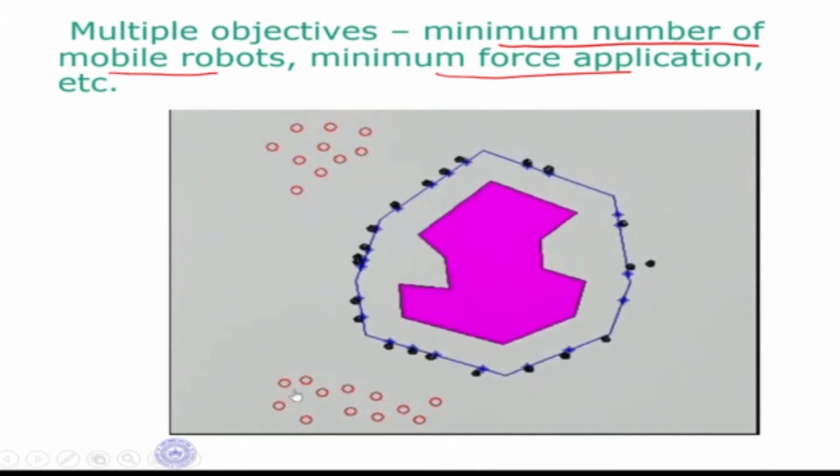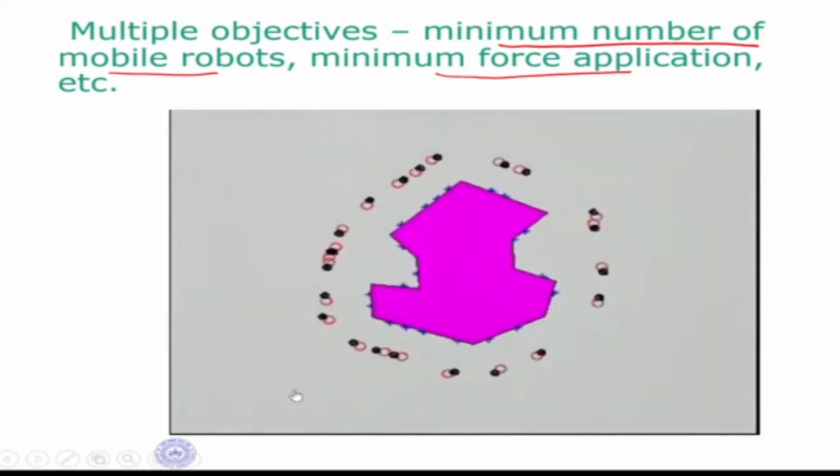Now what is the question we are asking here? The question is how many minimum robots are required, and where should they go and capture the object? Is it in force closure? Is it in form closure? These are two terms that we used in the last couple of classes. That is something we'll look at in this lecture. First we'll start off with form closure.